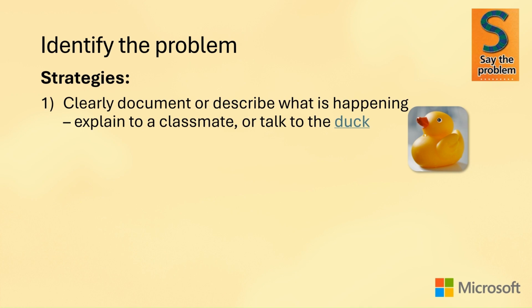The first step of identifying the problem, there are a lot of strategies you can make use of. One of the most common strategies is to clearly document or describe what is happening. Something called rubber duck debugging is a very common practice in CS education, where students talk to a rubber duck and explain their code step by step to hopefully get a better understanding of what is going on. I myself think better when I write, so I like to write either in English or just pseudocode or even drawings, the program flow of execution.